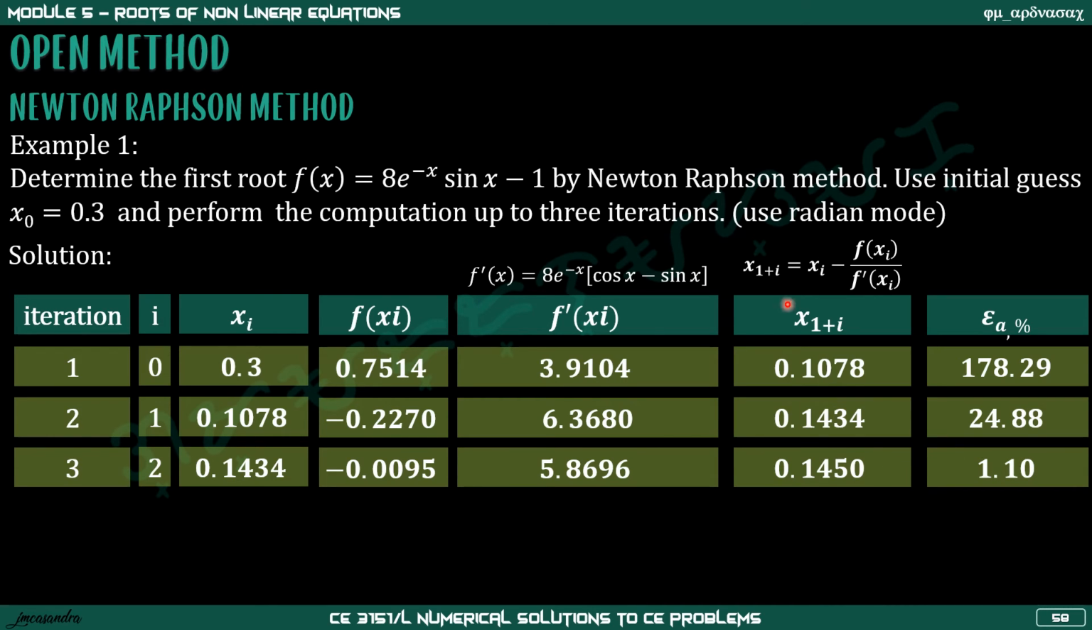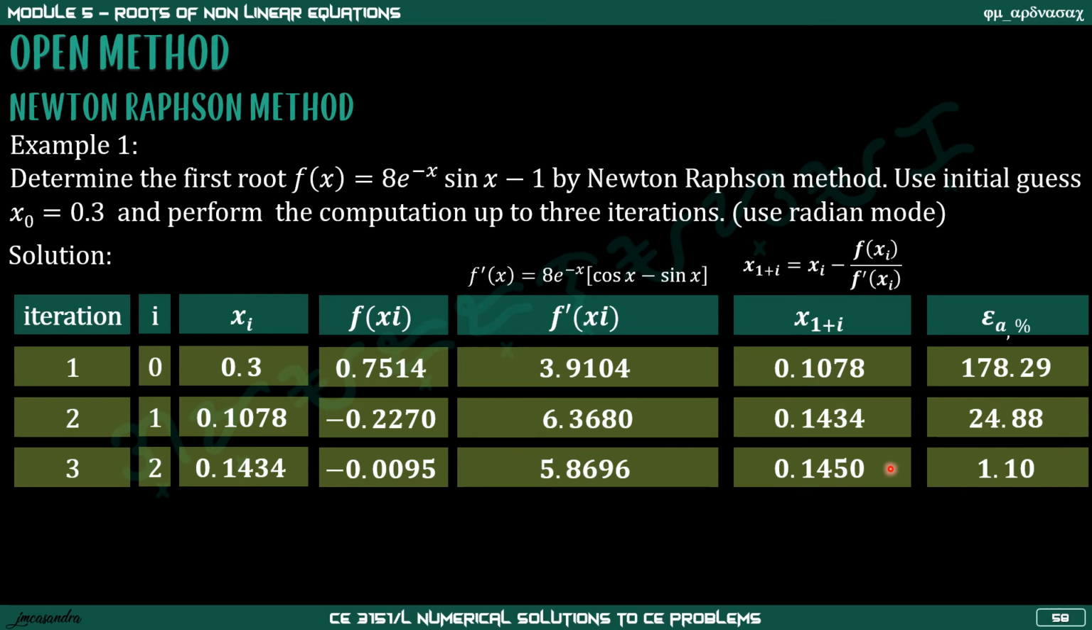So we are only required to move until 3 iterations, so we could stop here already. So meaning, at the third iteration, the value of x now, or of the approximate root, is equal to 0.1450 with an approximate error of 1.10. Or, if the number of iterations is not given, then we could continue again with our iterations.